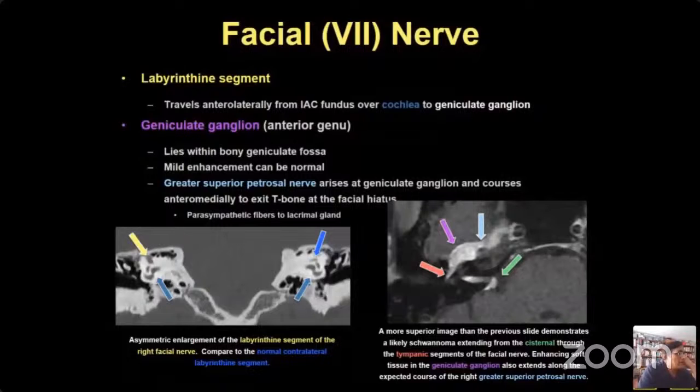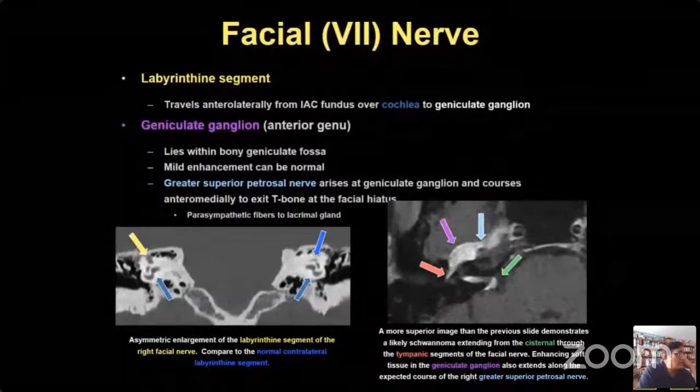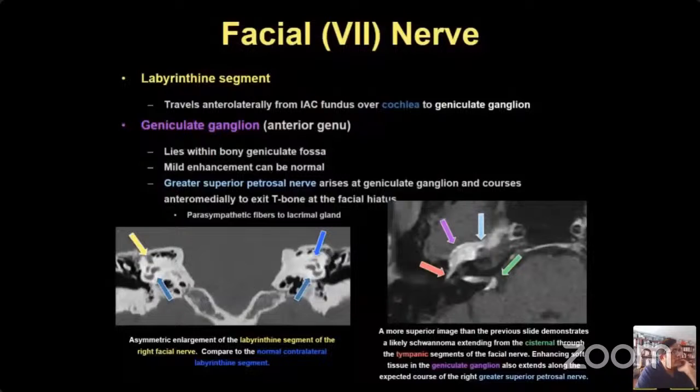Looking at this case on the left, this is a coronal CT reconstruction, and you can see that's a normal geniculate fossa, but at the same time, here is the expansion and erosion. It's a uniform expansion and asymmetrical enlargement of the labyrinthine segment of the seventh cranial nerve, which is probably due to a schwannoma.